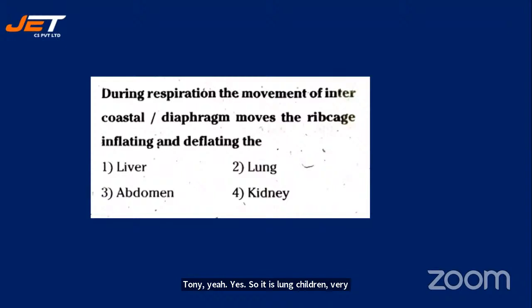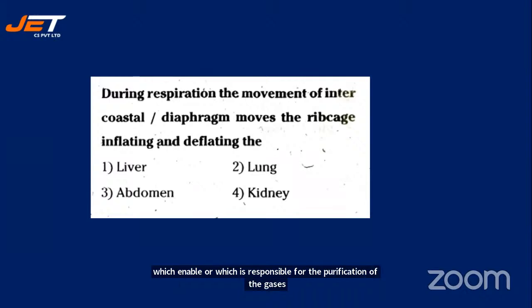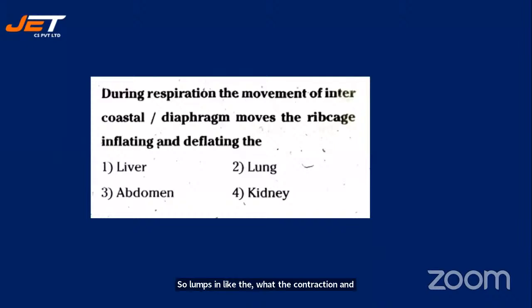It is lungs. So lungs are the major respiratory organs, which are responsible for the purification of the gases. The contraction and relaxation of the lungs and rib cage is because of the movement of the diaphragm. Diaphragm is a dome-shaped structure which separates the chest cavity from the abdomen. So lungs are the answer. Very good.